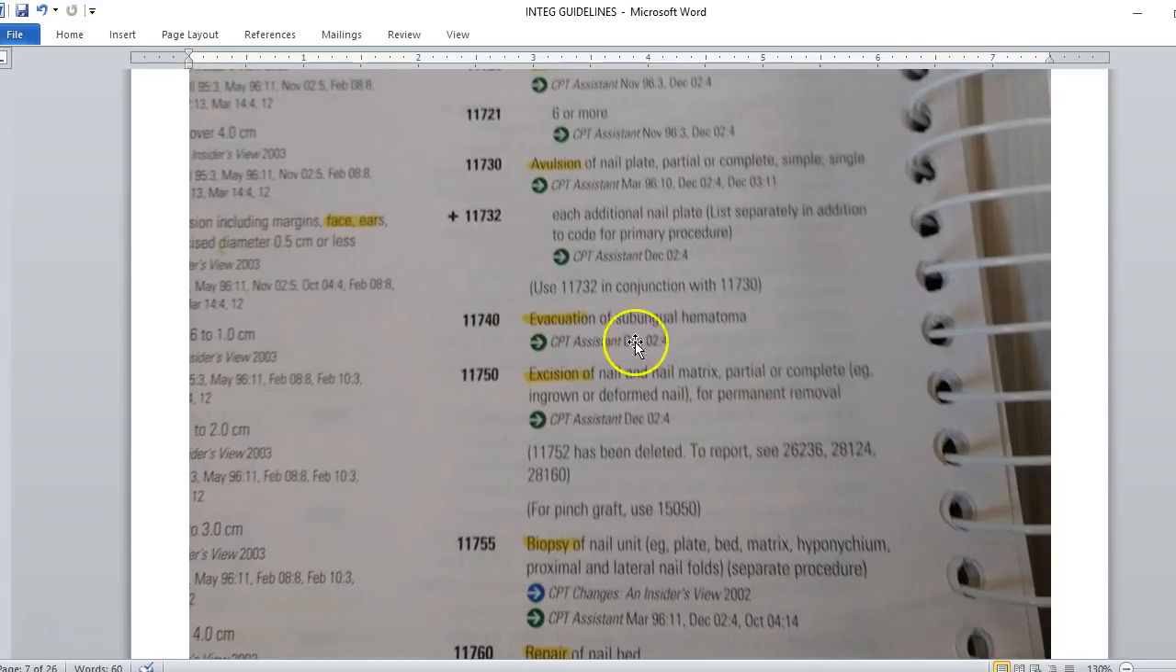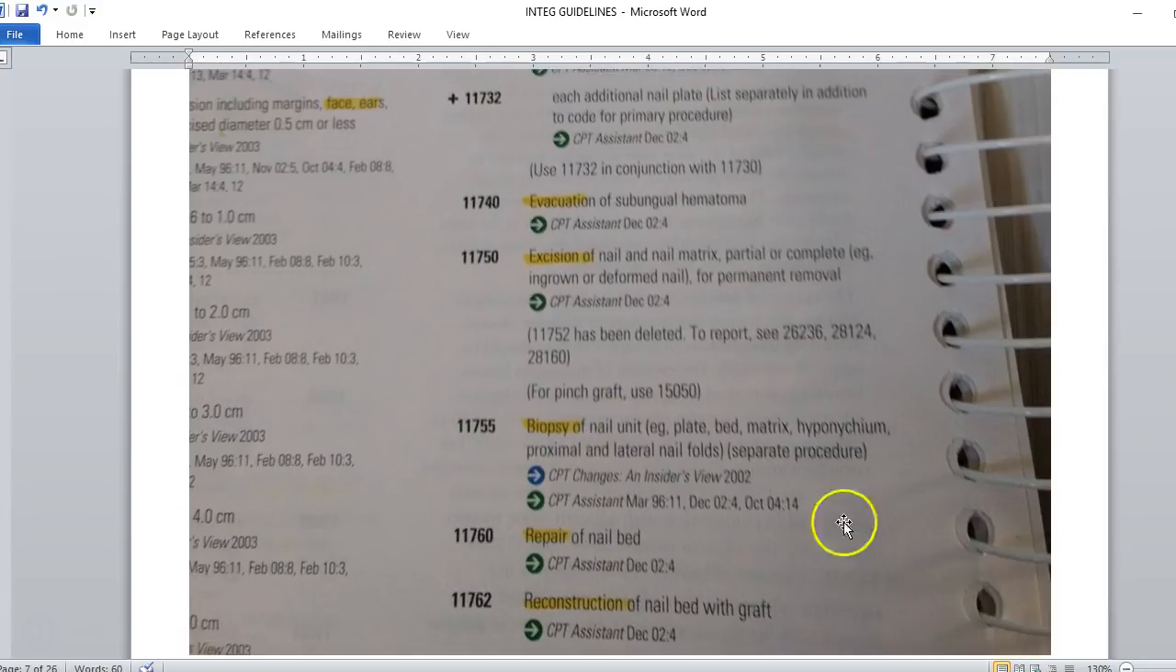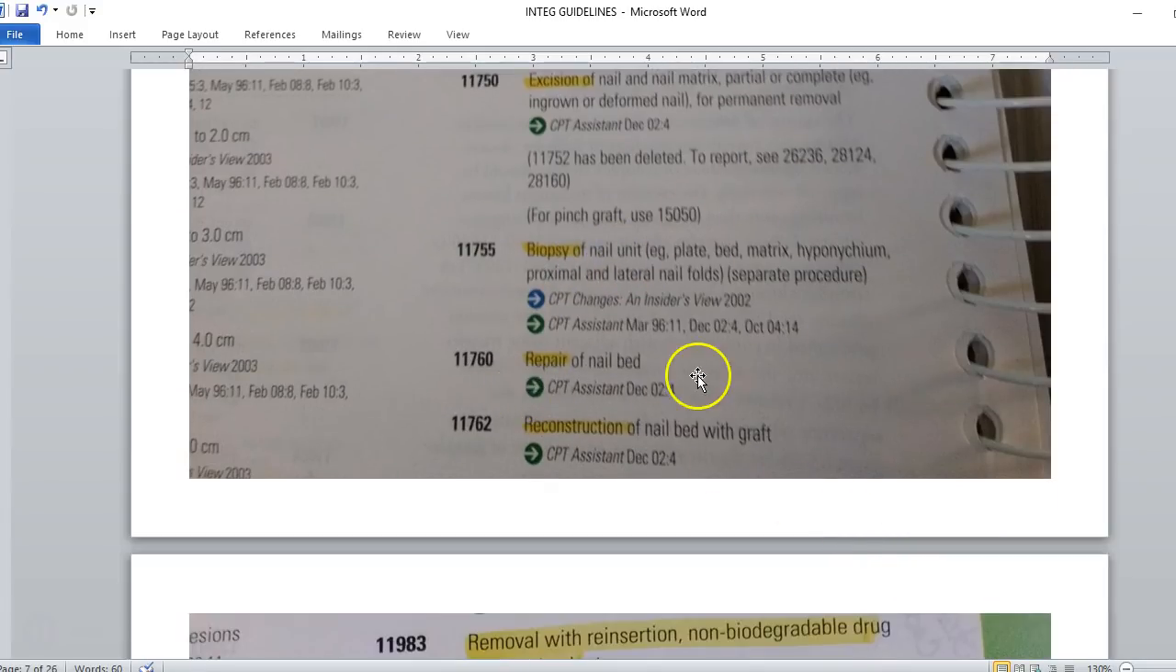We can also do an evacuation of a subungual hematoma. This is when you get a blood collection underneath your fingers. Again, more traumatic accidents and injuries, fingers being slammed in the doors. We also have the biopsy itself, a repair, and a reconstruction. So again, keep in mind when it comes to nails, your main term is going to be nails, okay? And then what are we doing to the nail?